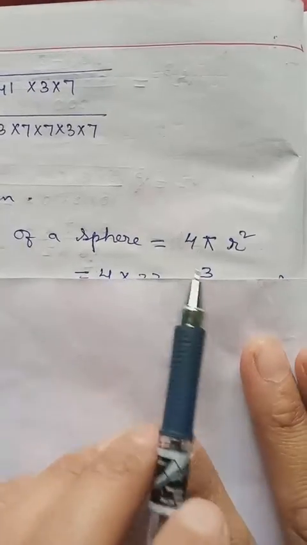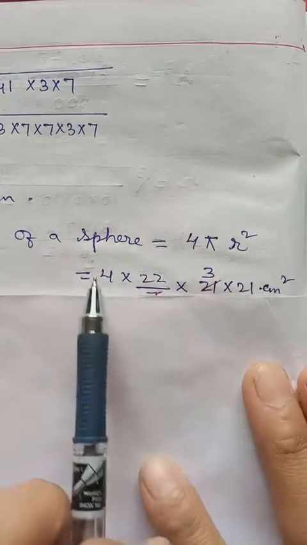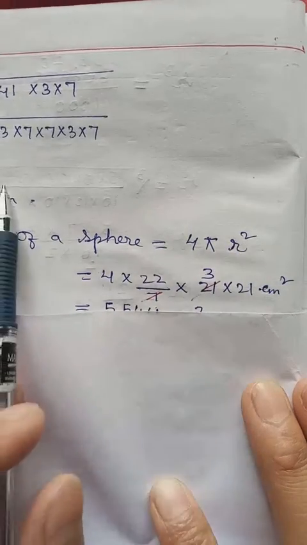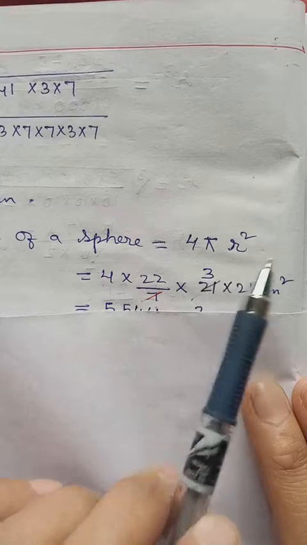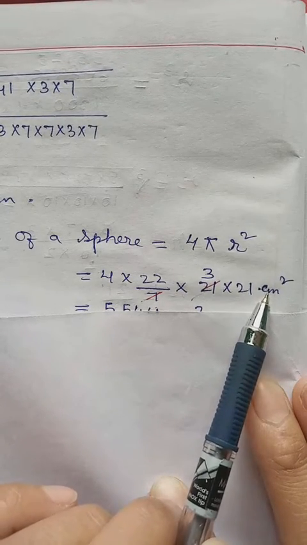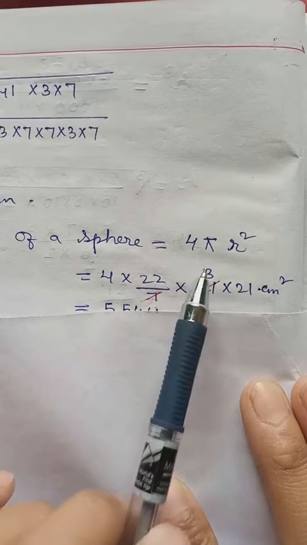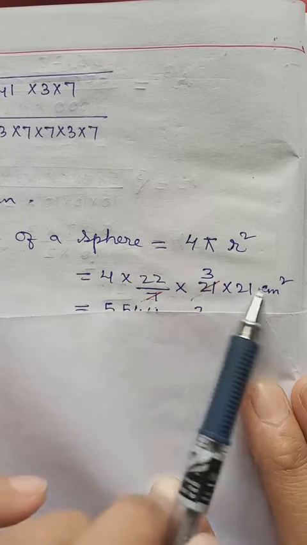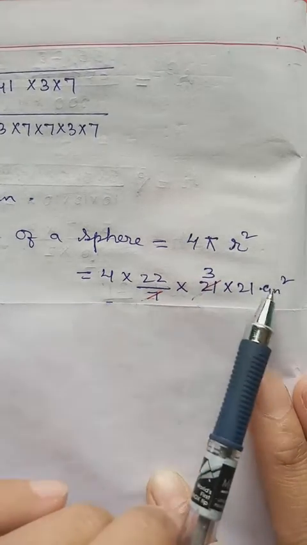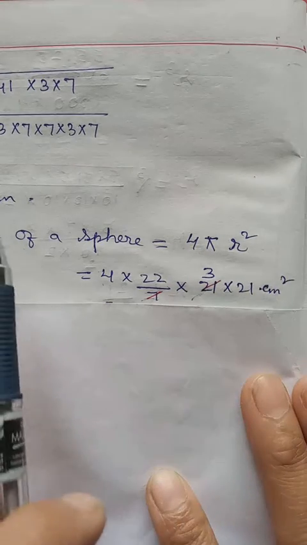Surface area of a sphere, we know it is the formula 4 pi r square. 4 let it be. Pi you know 22 by 7. R we know 21. So here there are r square. We can write it twice. It is the area. The unit will be centimeter square. So 7 you cancel with 21. We get 3. Then now you multiply them. You will get the answer. Please multiply yourself. Then here we have centimeter square. Okay, because it is the unit for area.